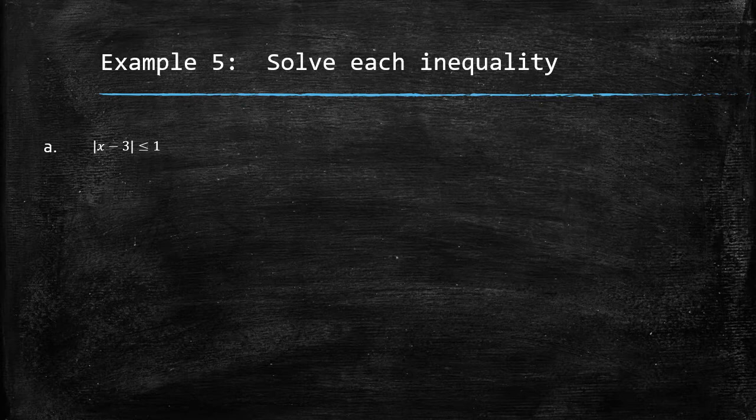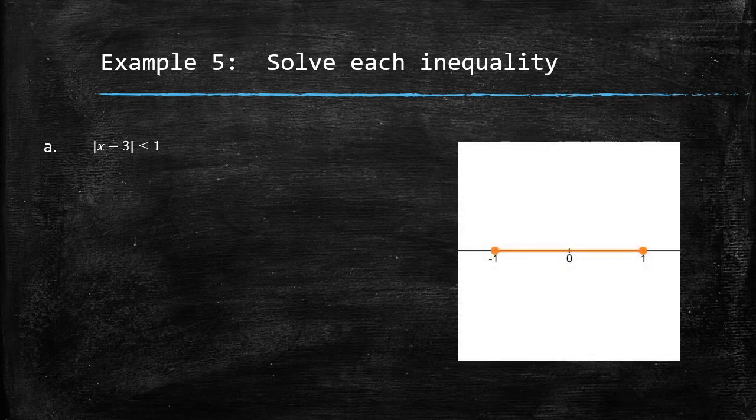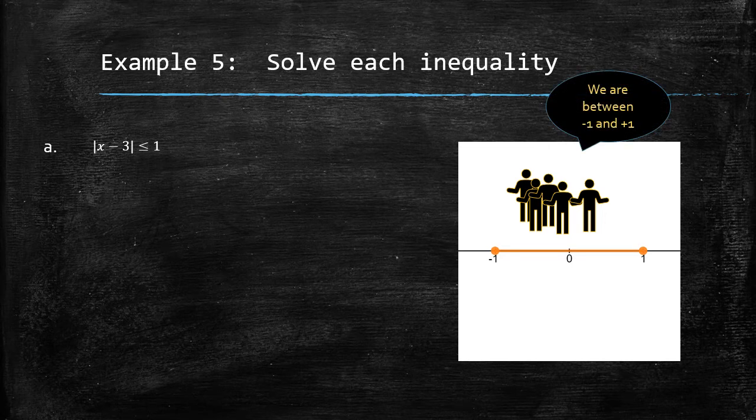For part A, we have the absolute value of x minus 3 is less than or equal to 1. So on our number line, the shaded region in orange represents everything that is within 1 unit of 0. So we can go from -1 to +1. We are between -1 and +1. And we have our inequality, -1 is less than or equal to something, which is less than or equal to 1. So in our blank spot, we need to write in the x minus 3, what we have inside the absolute value bar in our question.